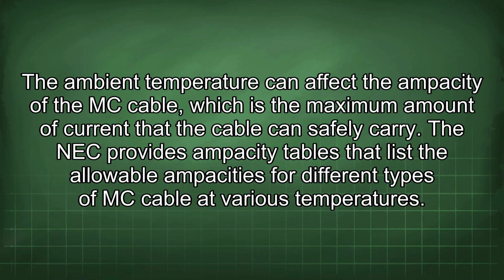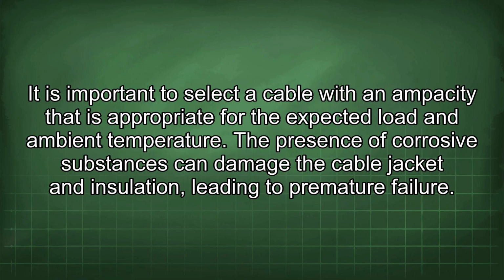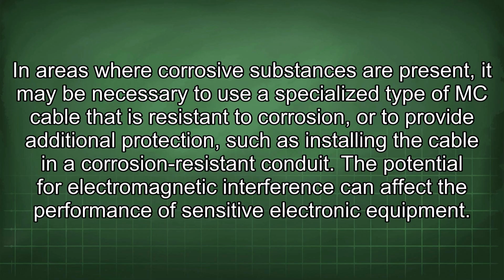The ambient temperature can affect the ampacity of the MC cable, which is the maximum amount of current that the cable can safely carry. The NEC provides ampacity tables that list the allowable ampacities for different types of MC cable at various temperatures. It is important to select a cable with an ampacity that is appropriate for the expected load and ambient temperature. The presence of corrosive substances can damage the cable jacket and insulation, leading to premature failure. In areas where corrosive substances are present, it may be necessary to use a specialized type of MC cable that is resistant to corrosion, or to provide additional protection, such as installing the cable in a corrosion-resistant conduit.